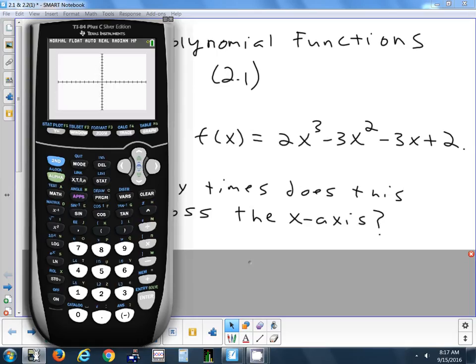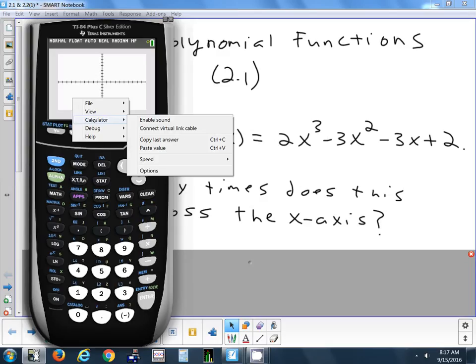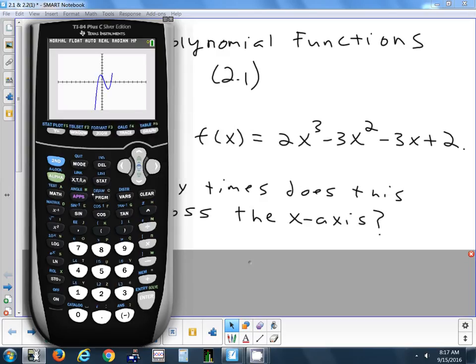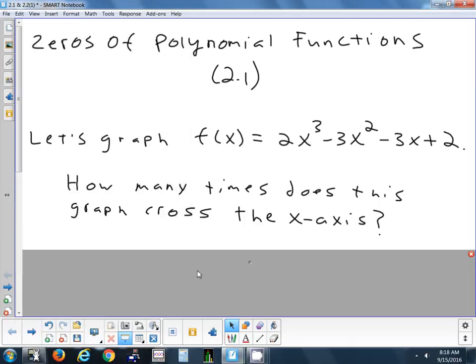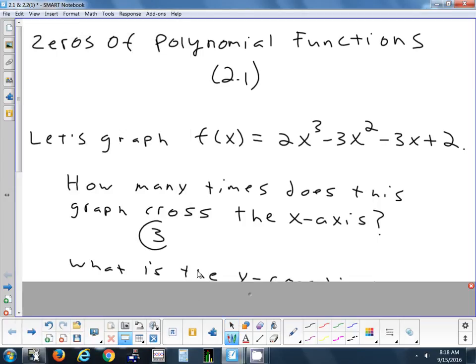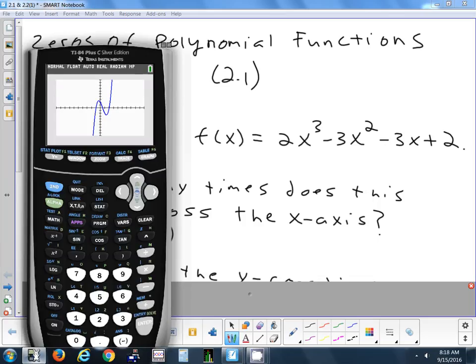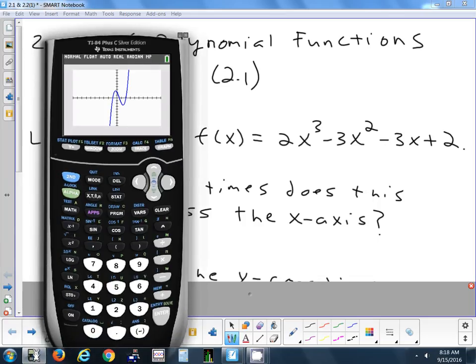All right, so let's see how many times does it look like that graph crosses the x-axis. Okay, so when you graph, try it on your calculator, but it should look just like that, and it should cross it 3 times. Any questions on getting that graph?